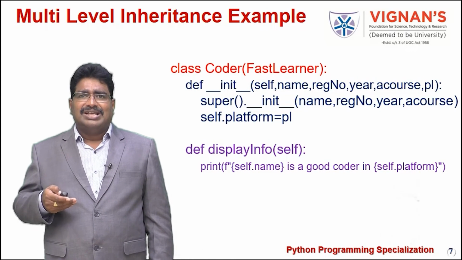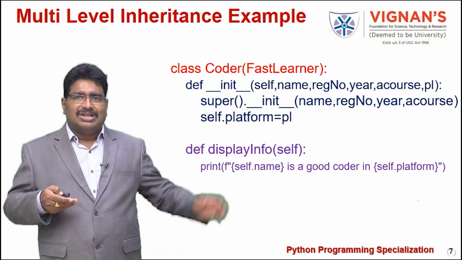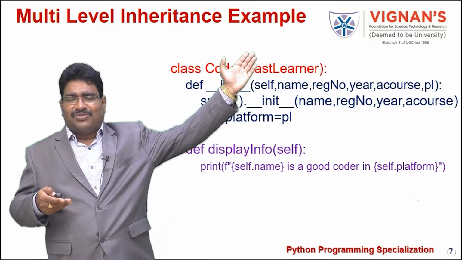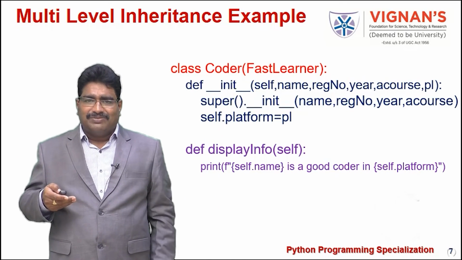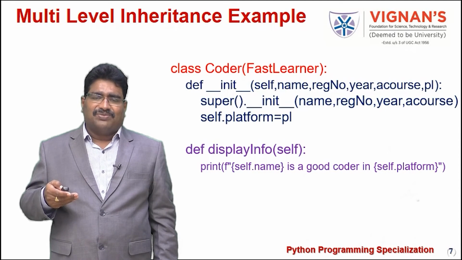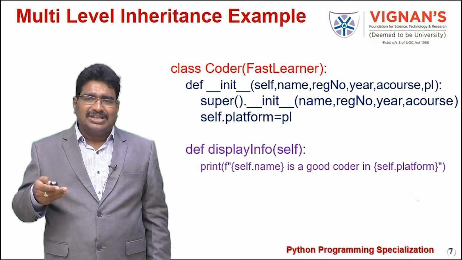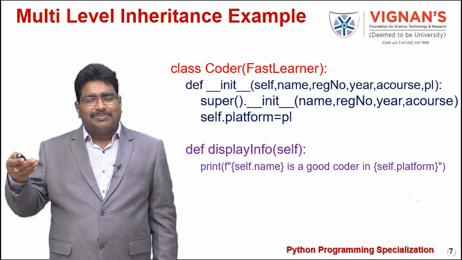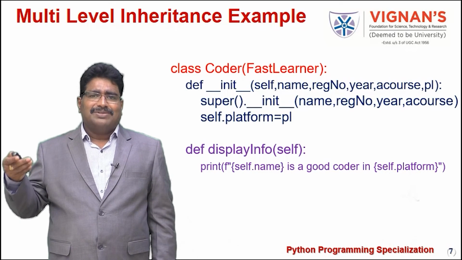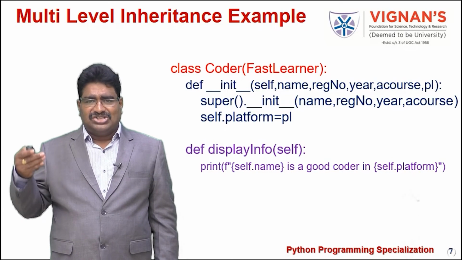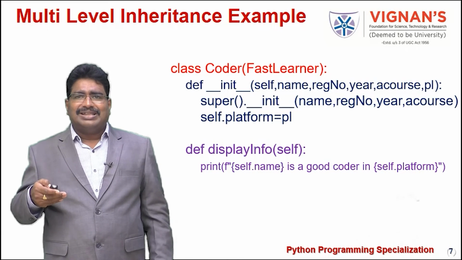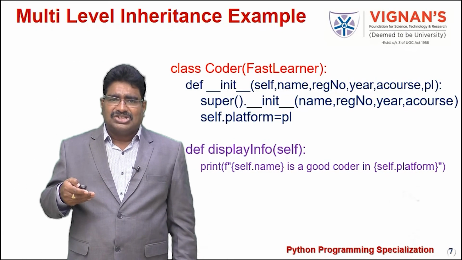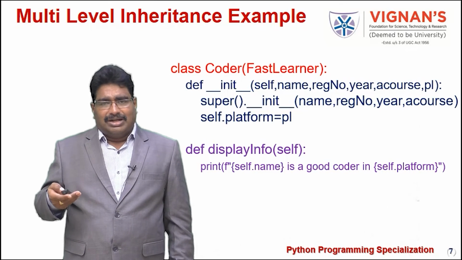For that reason, here we simply define the class coder, that is, the class name is coder, and it is derived from the fast learner. For that reason, we give the fast learner within the parentheses. That itself indicates that the coder class is derived from the fast learner, and it automatically consists of the name, register number, year and additional courses. So the constructor in the coder takes the parameters name, register number, year and additional courses.